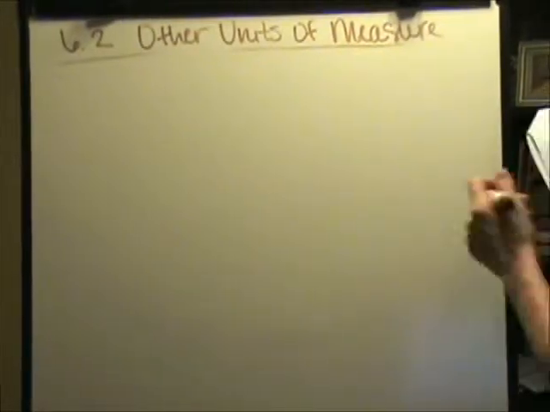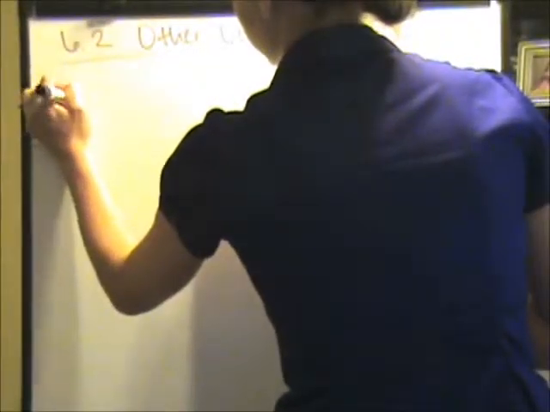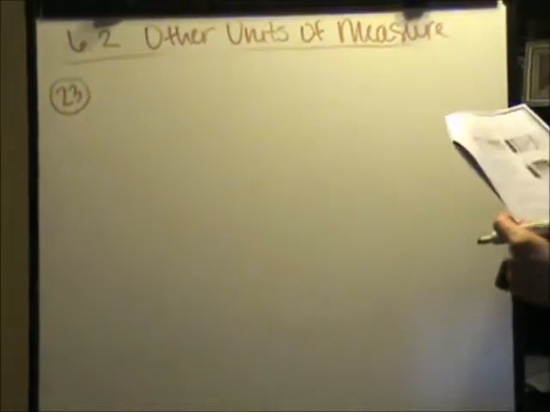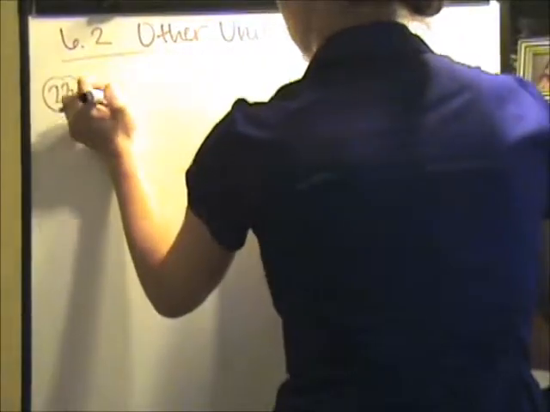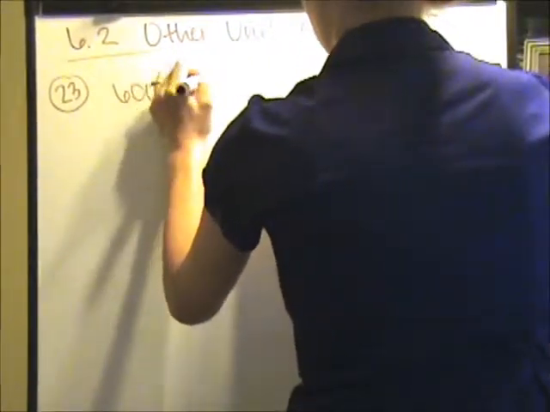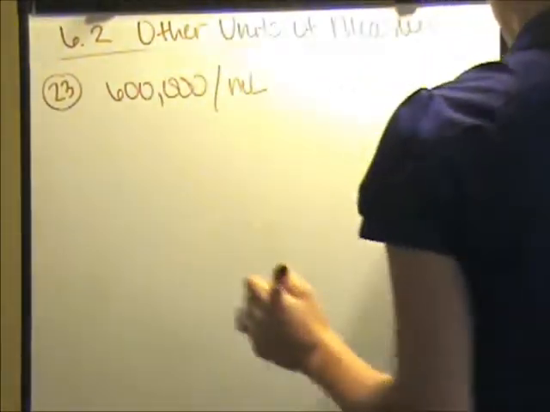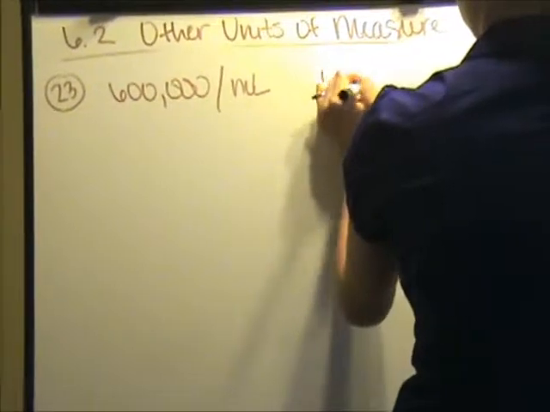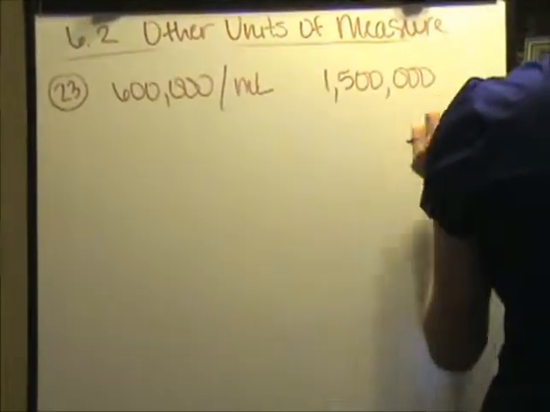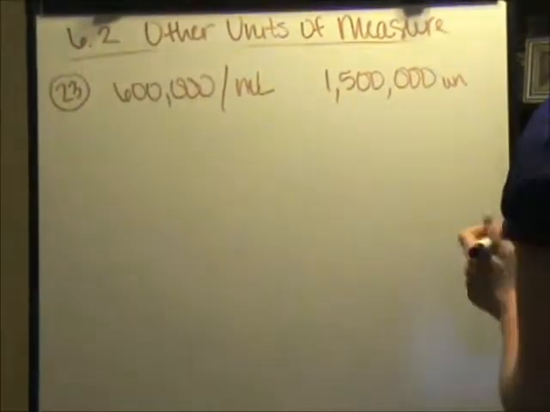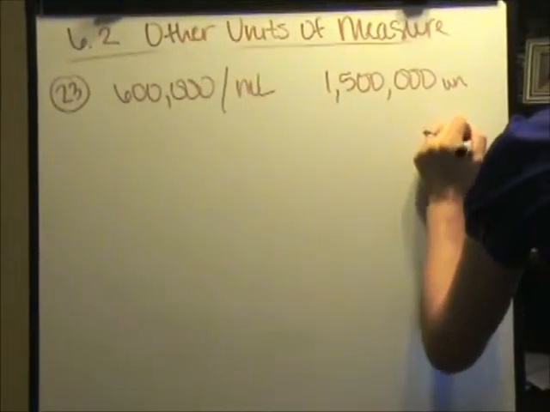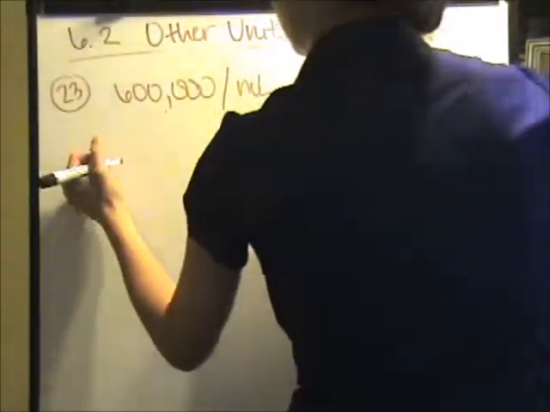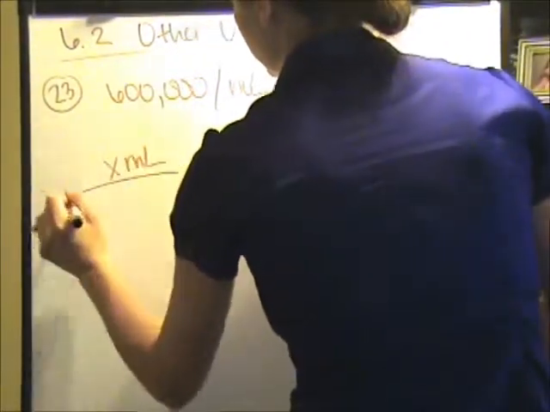Okay, let's do one more. Number 23. Bicillin C-R is given as an intramuscular injection. Preparation, it comes as 600,000 units per mL, and the dose is 1.5 million. So let's write that out. What is the volume to be administered? So volume, we're looking at milliliters. We know that's going to be X.